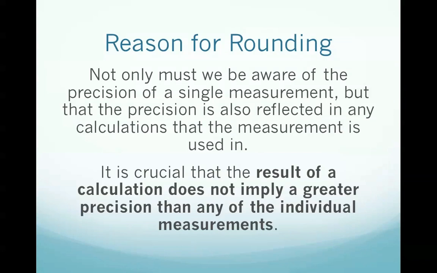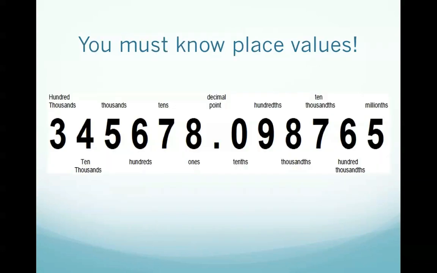Now, why do we need to go about doing this and thinking about this in our calculations? We can't just be aware of the precision of a single measurement. We also have to know how that precision is reflected in our answer when we use it to calculate. Whether it's calculating density, we have to reflect the precision of our mass and volume measurements in our answer. So it's crucial that the result of a calculation does not imply or suggest a greater precision than any of the individual measurements and the equipment that was used to obtain those measurements.